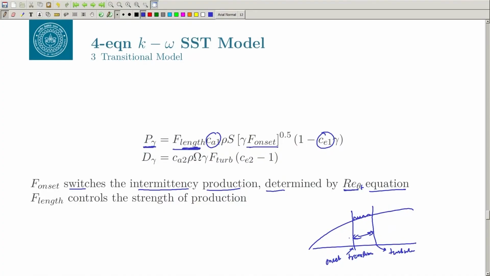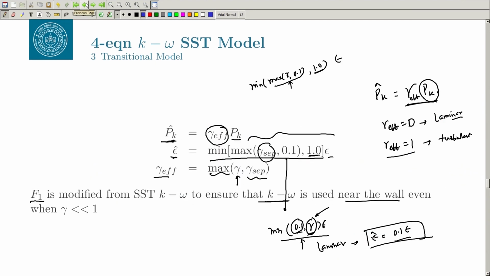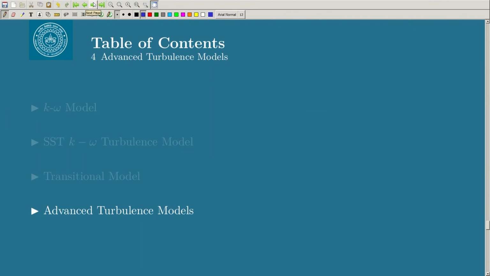So, by keep on comparing this Re theta t with those experimental data, we switch on this gamma. Gamma will then be used in your K and omega equations. In the K equation it will change the production and the dissipation of the turbulence kinetic energy, and the omega equation will change the blending rate as we saw earlier. Okay. So, this is what the transitional model is about.